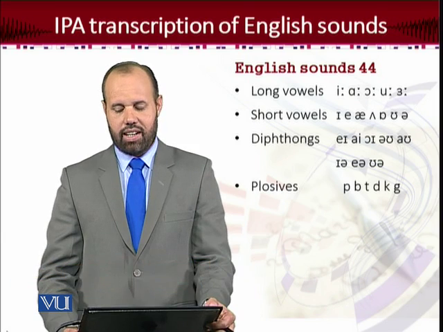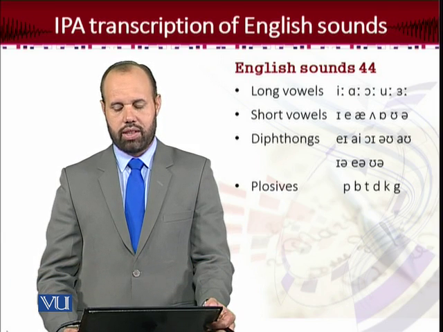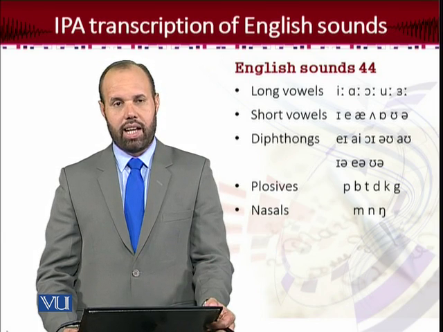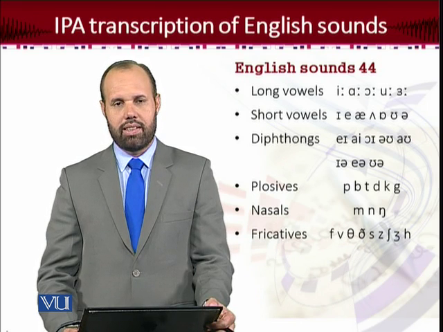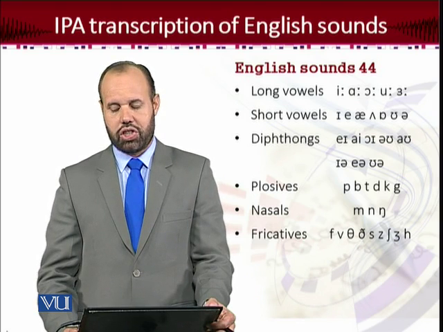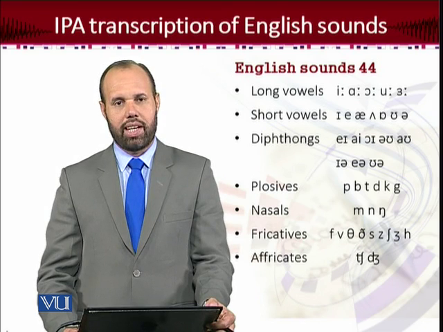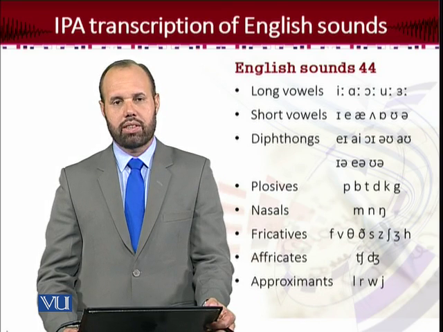Then there are 24 consonants. Plosives are 6: P, B, T, D, K, G. Nasals are 3: M, N, and the Eng sound. Then fricatives: F, V, T, D, S, Z, Sh, J, and H. Then 2 affricates, Ch and J, and approximants: L, R, W, and Y.